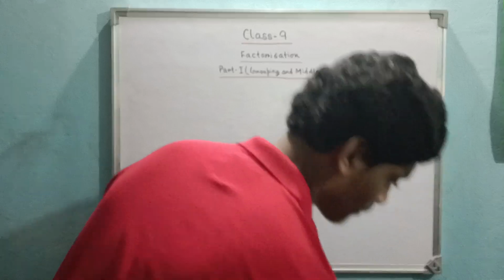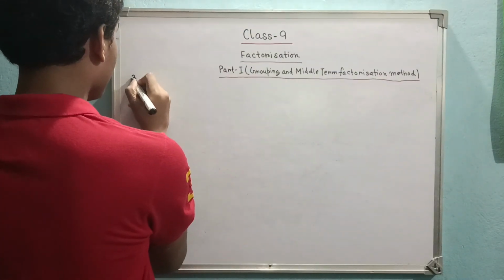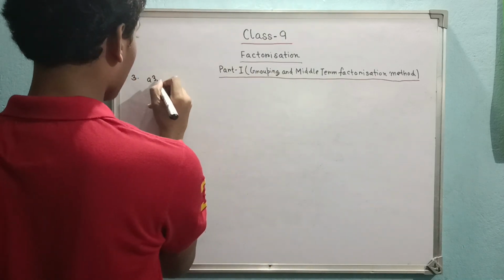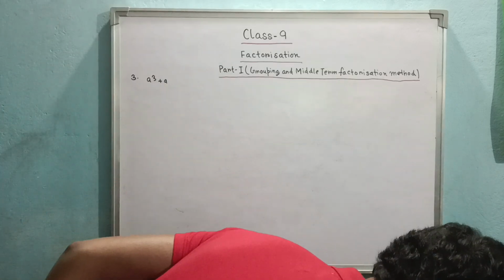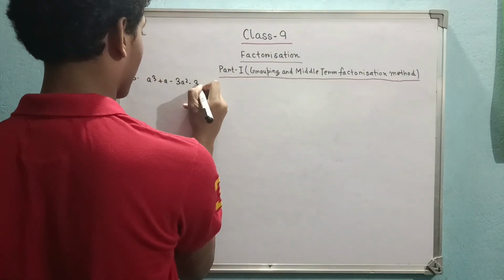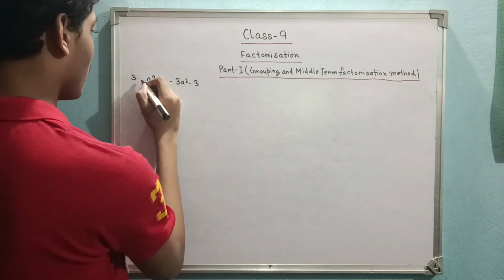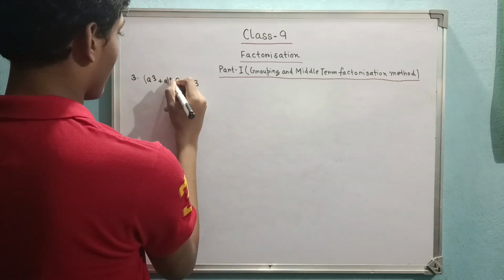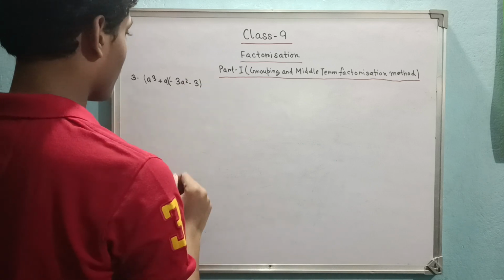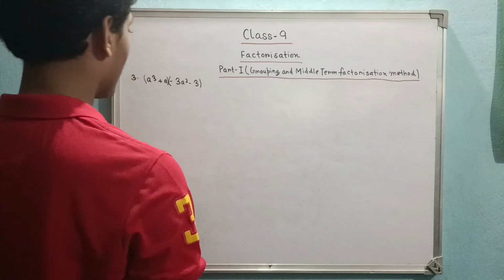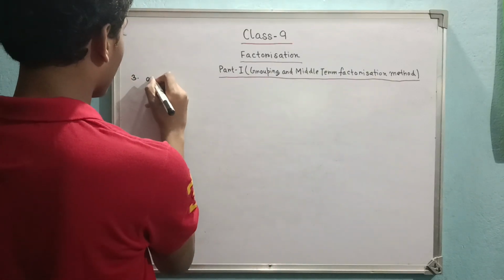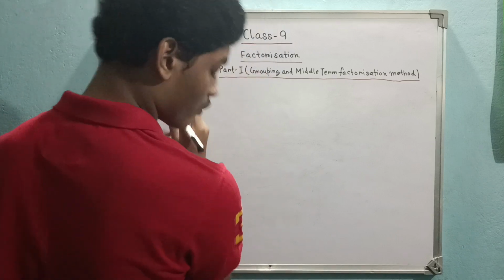Alright, question 3. It will look a little easier, but it's slightly different from the previous ones. So it is a cube plus a minus 3 square minus 3. Actually, it can't be done the other way because it is a single equation. Let us write it again. A cube plus a minus 3 square minus 3.